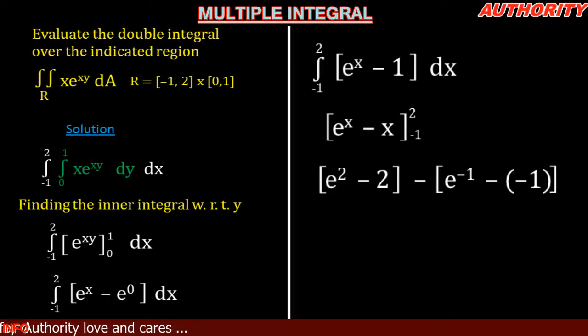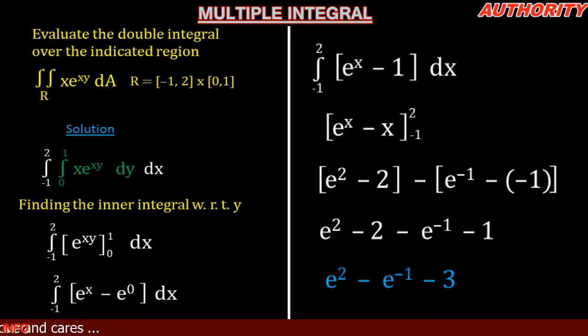When we evaluate inside the bracket, -1 times -1 gives us +1, right? Good. Now, using this minus to open the bracket, minus times e raised to power -1 gives you minus e raised to power -1, and minus times +1 gives you -1. So here we have e raised to power 2 minus 2 minus e raised to power -1 minus 1. So -2 minus 1 gives you -3. Then we have e raised to power 2 minus e raised to power -1 minus 3.